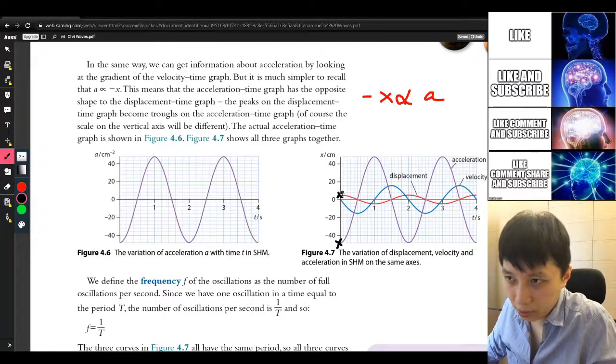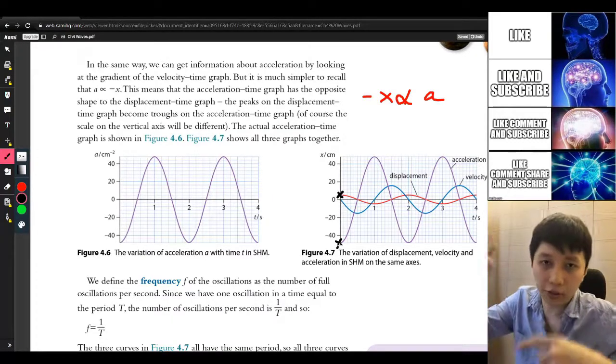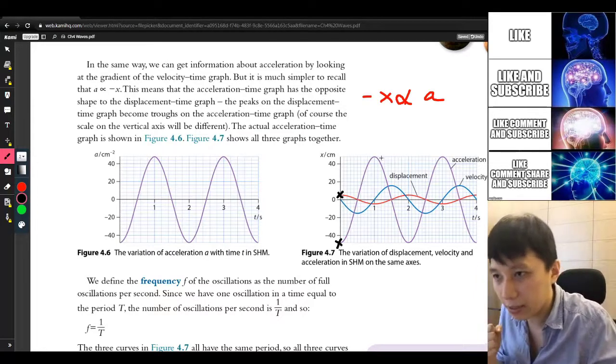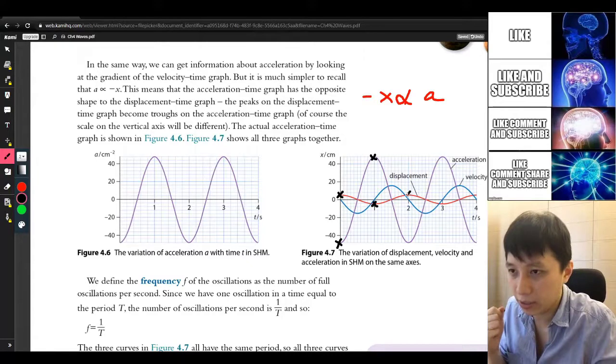You can see displacement is at maximum, although it's kind of small value, but that is already maximum. Here is also maximum, but then they are opposite to each other. So one is positive maximum, one is negative maximum. Same as later on. Now acceleration is positive maximum and displacement is negative maximum. Okay, and so these are all the extreme points that I can show you.